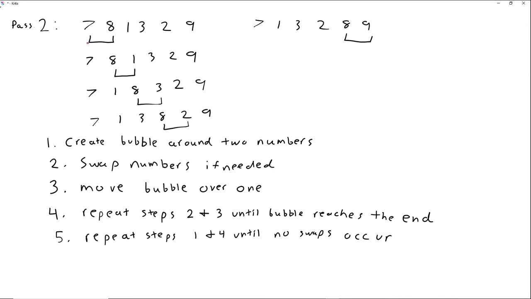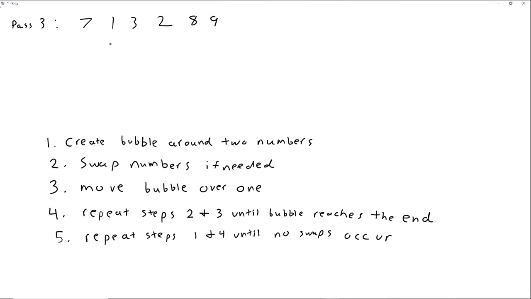And again, it took the next highest number, which in this case is the 8, and dragged it all the way towards the end. Now we're on pass number 3. Again, starting the bubble with the first two numbers and swapping if need be, which we do. So go ahead and swap the 1 and the 7 and move the bubble over for a 7 and a 3. We must now swap again.